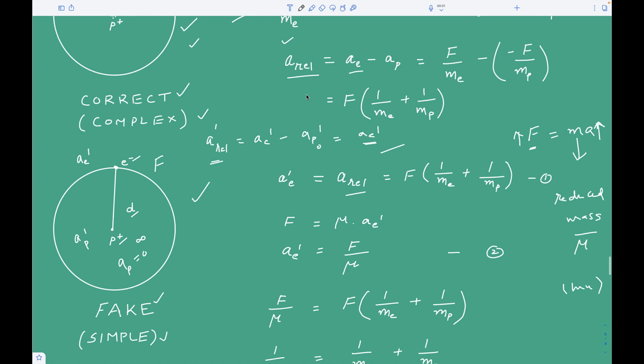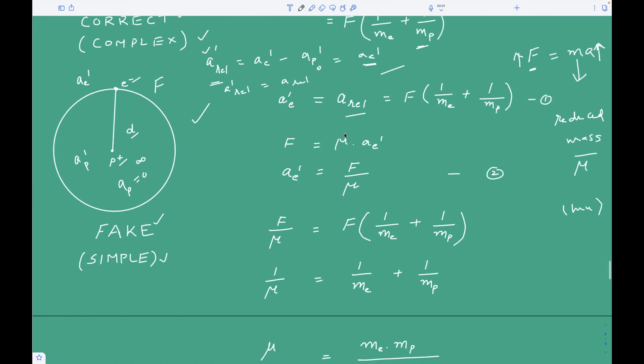And as we just discussed, the relative acceleration in the fake model and in the real model must be the same. That is, A prime relative is equal to A relative. And A prime relative is nothing but AE prime. AE prime is equal to A relative, that is equal to F times 1 over ME plus 1 over MP. And if mu is the mass of this electron and AE prime is its acceleration and F is the force acting on it, according to Newton's second law, F is equal to mu times AE prime, or AE prime is equal to F over mu.